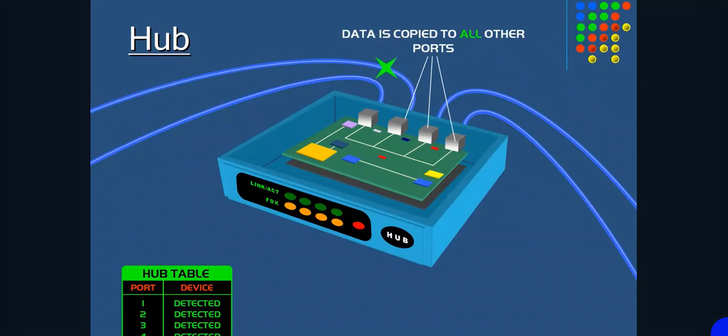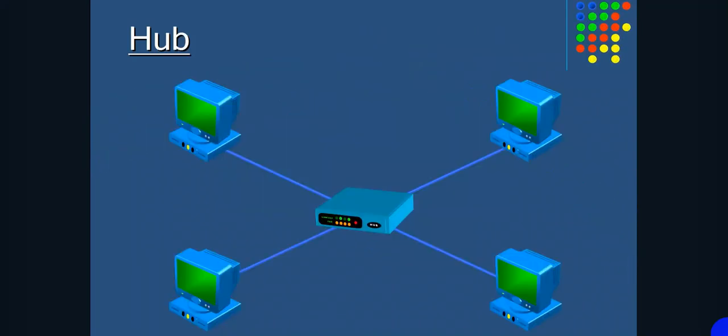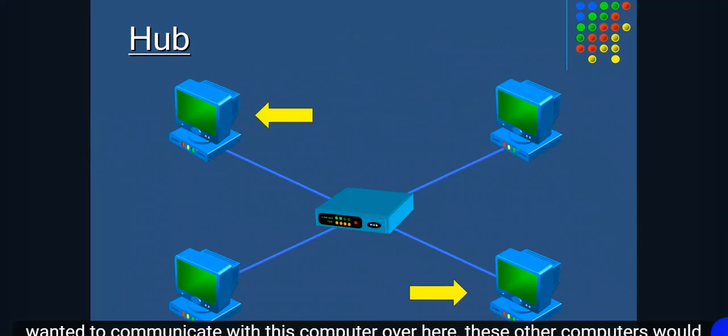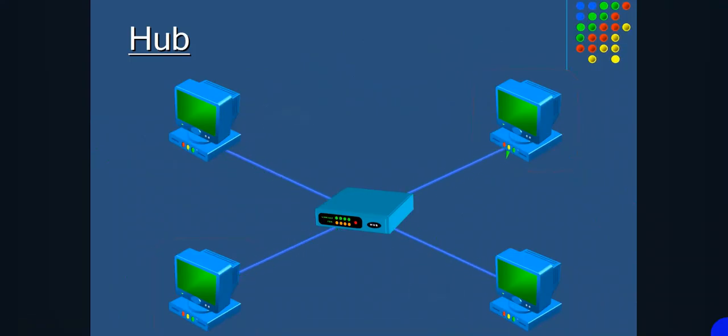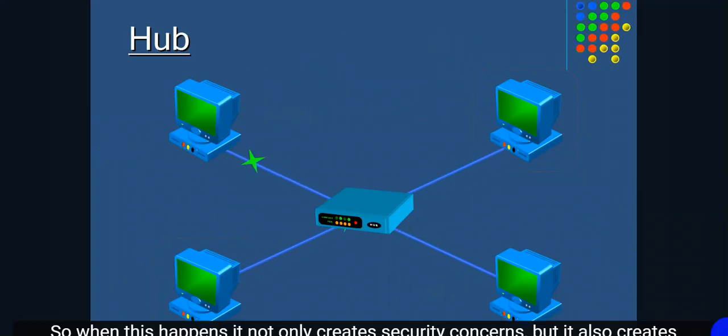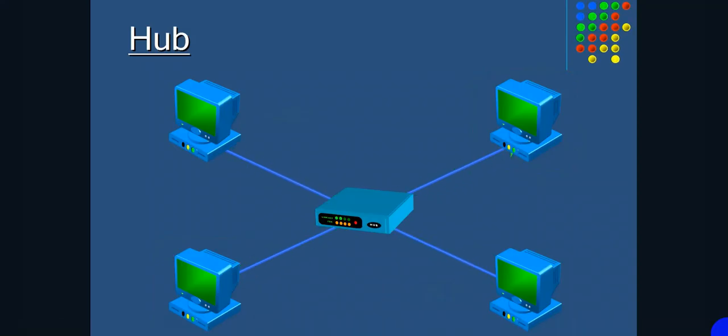So again, a data packet comes into one port, then the hub will just rebroadcast that data to every port that has a device connected to it. So even if this computer here only wanted to communicate with this computer over here, these other computers would still receive the data even though the data was not intended for them. When this happens, it not only creates security concerns, but it also creates unnecessary traffic on the network, which wastes bandwidth.